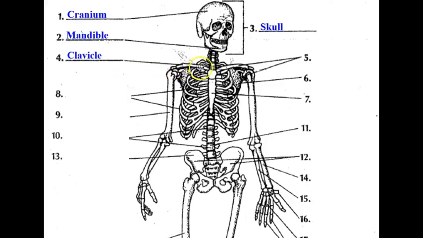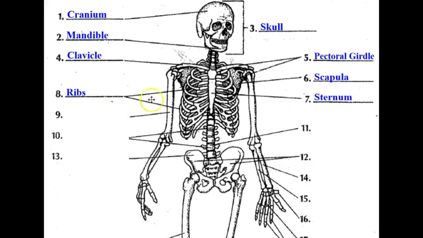The clavicle, which is your collarbone. The pectoral girdle, which encompasses this entire shoulder area. The scapula, which is the bone on the back of your shoulder. The sternum, which connects your rib cage down the middle of your chest. The ribs.